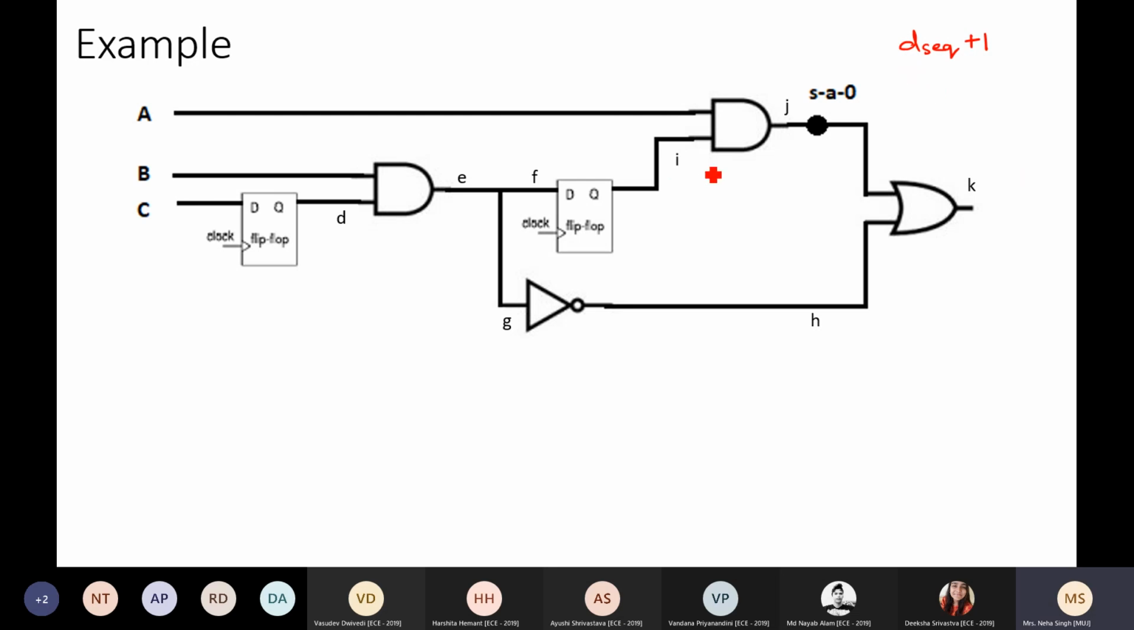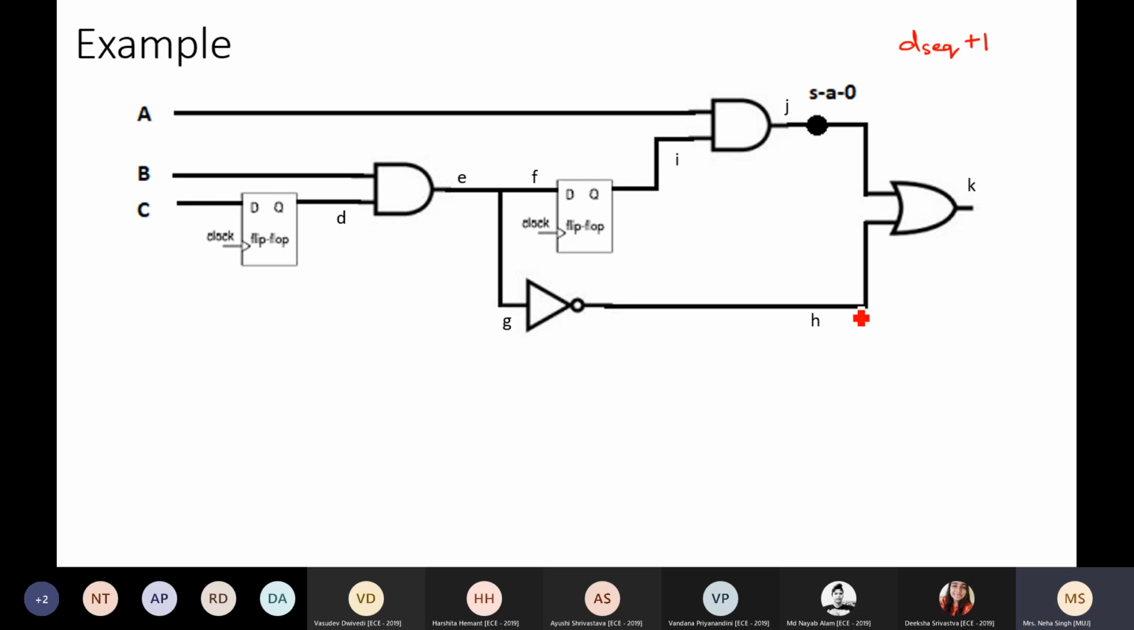Let's analyze this. The fault to be analyzed is, say, J stuck at 0. J stuck at 0 means the value at J needs to be propagated to K, the output. When will this value propagate? What should I do to the other input of the gate? When will the error at J propagate to K? What should be the value at H? 0. It is an OR gate, so the value should be 0.